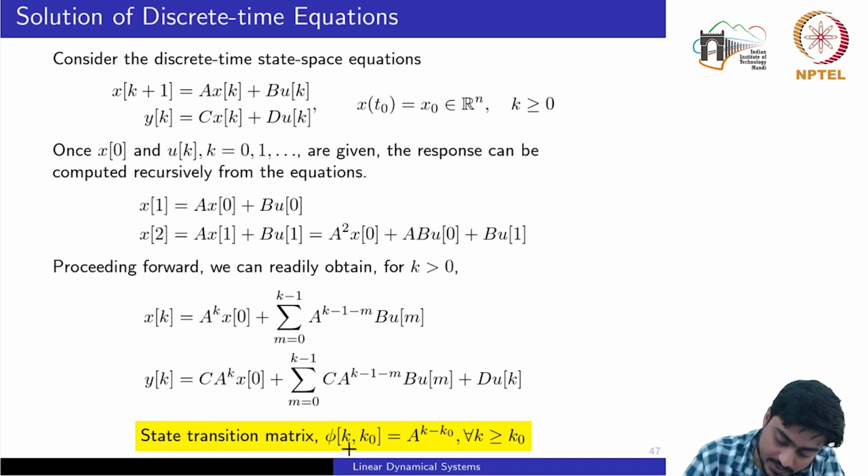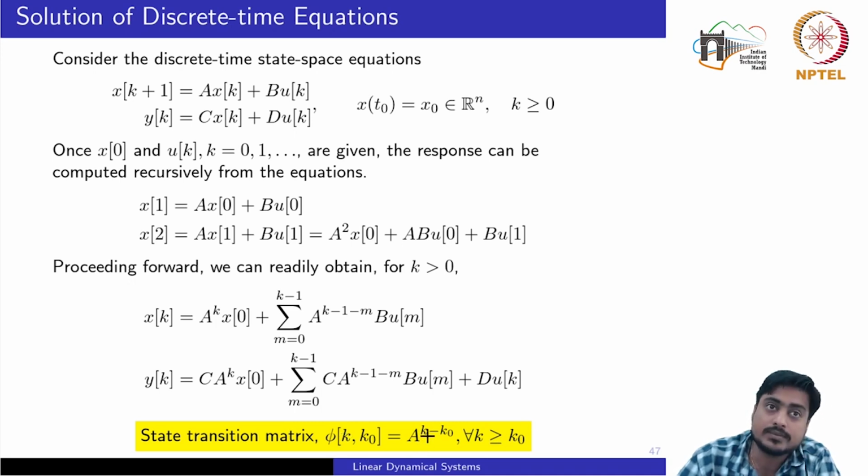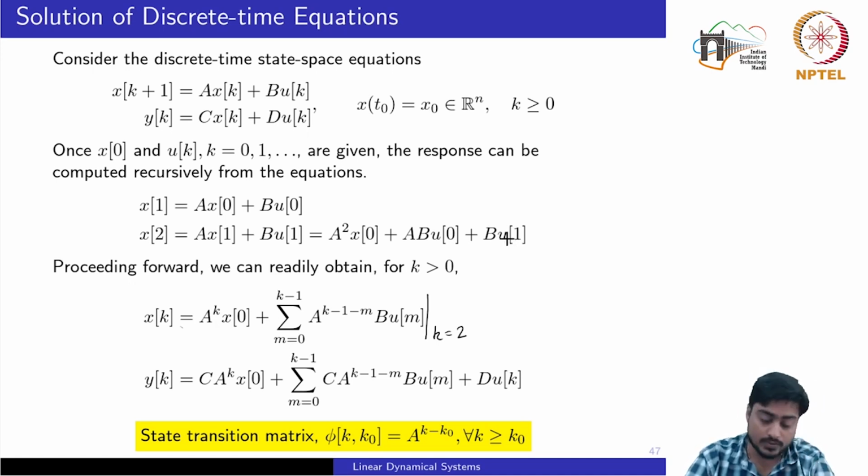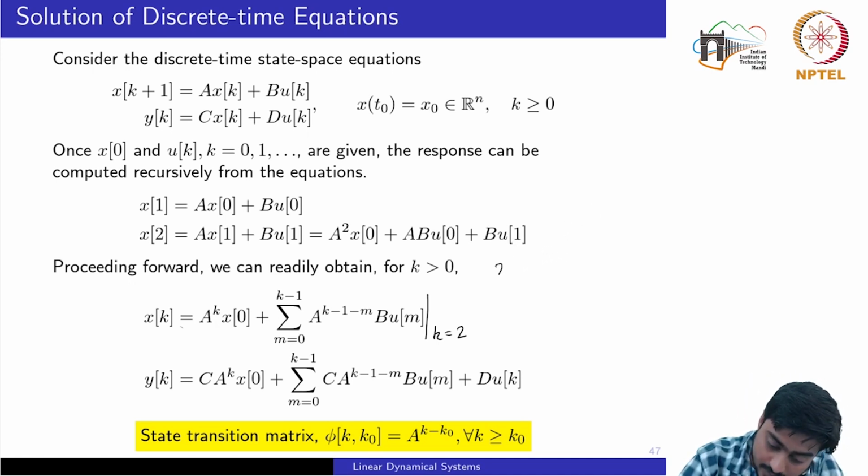Okay, and the state transition matrix phi of k comma k naught is given by the (k minus k naught)th power of A for all k greater than or equal to k naught. Once you start doing this for the kth time, you will finally approach this solution. Say, for example, if I put k is equal to 2, just for better visualization, because we already have the solution for k is equal to 2, we would have x of 2.